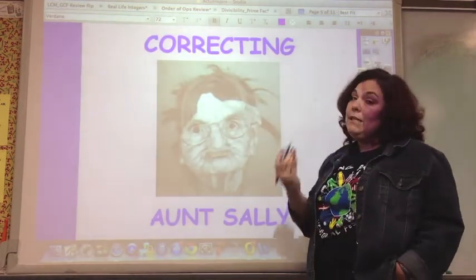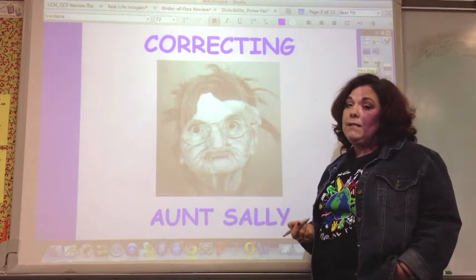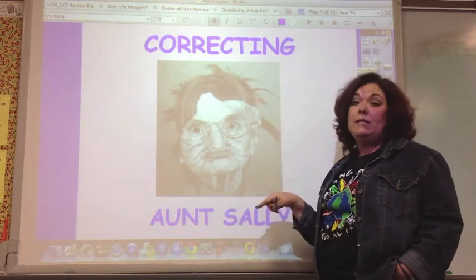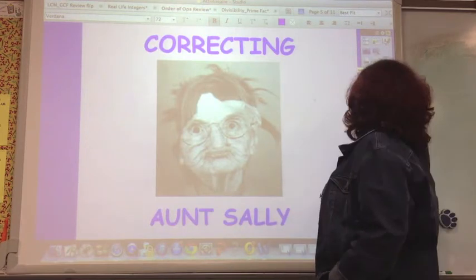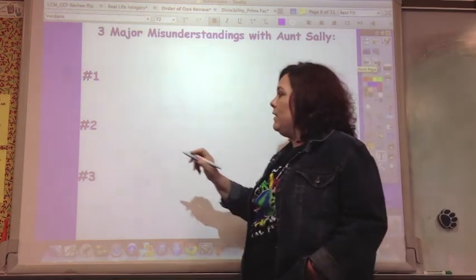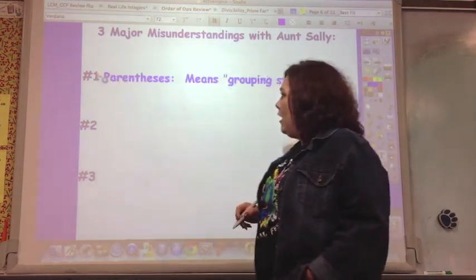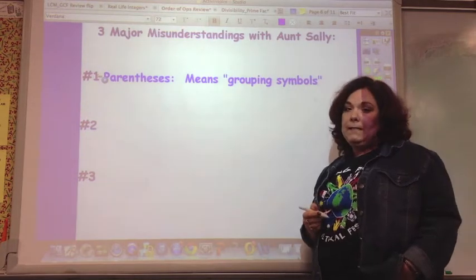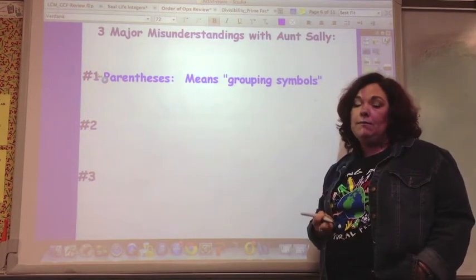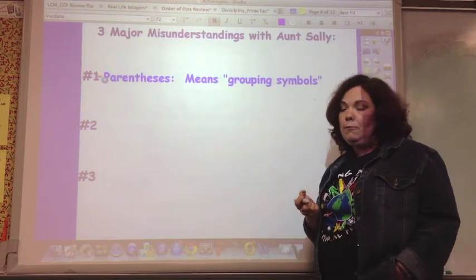But there are some issues with please excuse my dear Aunt Sally. This is Aunt Sally, and there are some things that we need to explain to her. There are 3 major misunderstandings with Aunt Sally. The parentheses means grouping symbols, so that always comes first. Always the grouping comes first, but it has to be grouped.